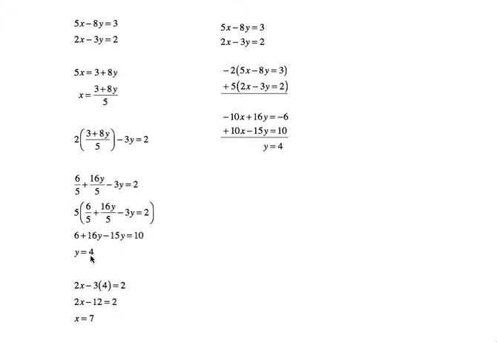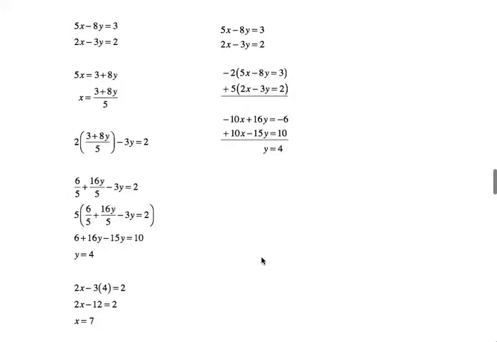Now I substitute that value into y for either equation. I have chosen to do that in the second equation. And so wherever I had a y, which was right here, 3y, I put a set of parentheses, and in those parentheses I place the 4. And negative 3 times 4 is negative 12, so I have 2x minus 12 equals 2. I add 12 to both sides, that gives me 14, so I have 2x is equal to 14. Divide both sides by 2, and I have x is equal to 7.